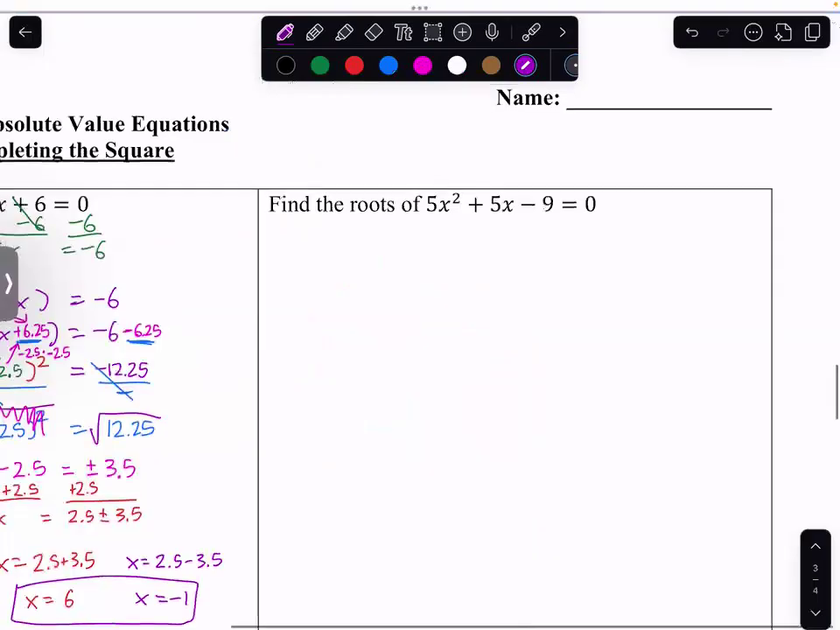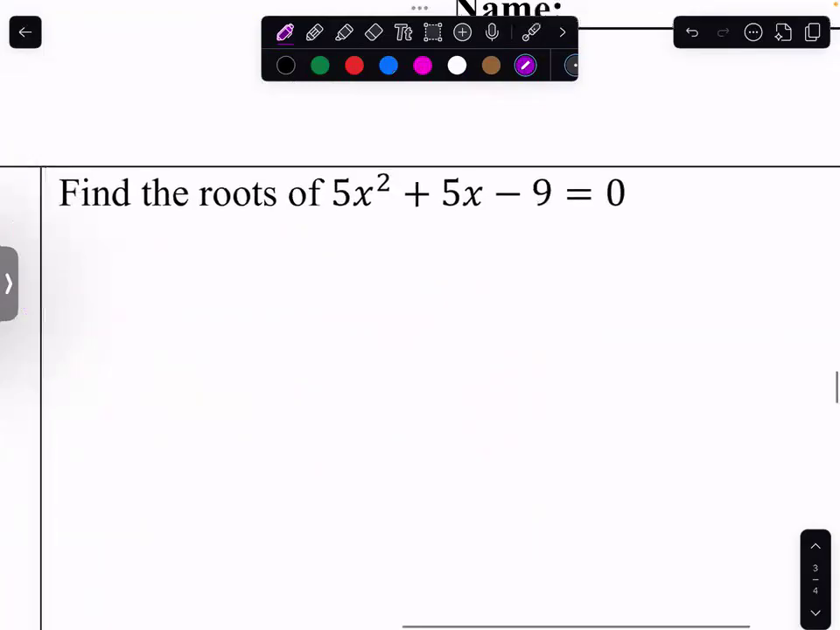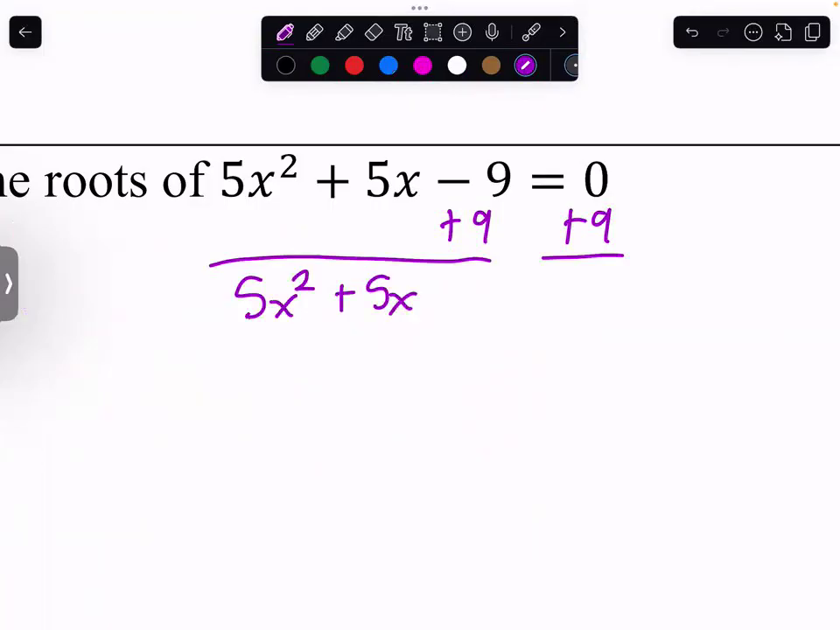Find the roots of this. Remember, roots means y equals 0. Okay, so first step, add 9 to both sides to move the constant over. Second step, a is not 1, it is 5, so we need to factor the 5 out. Remember, this only affects the left side because you're factoring, not dividing.